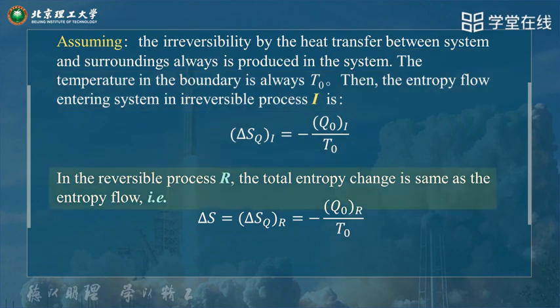In reversible process R, because the process is reversible, the total entropy change is the same as the entropy flow, only entropy flow, no entropy generation. So delta S is delta SQR. Delta SQR is the entropy flow, which equals minus Q0R over T0.